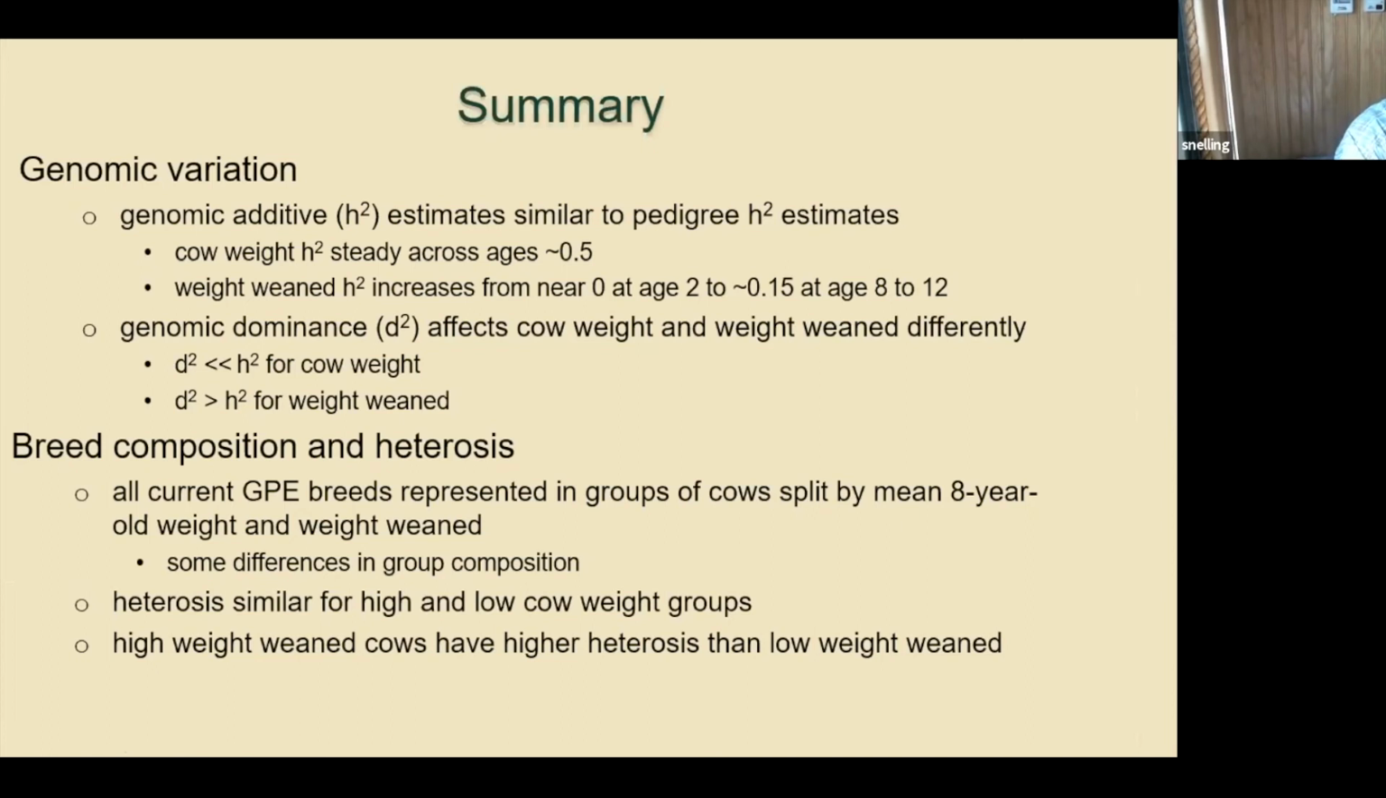So just to try and summarize this, the additive heritability estimates are similar to what we saw with the pedigree analysis, where the cow weight heritability is around 50% across all ages, and for weight weaned increases from near zero to about 15% at older ages. And dominance doesn't appear to have much effect on cow weight, but is extremely important for weight weaned.